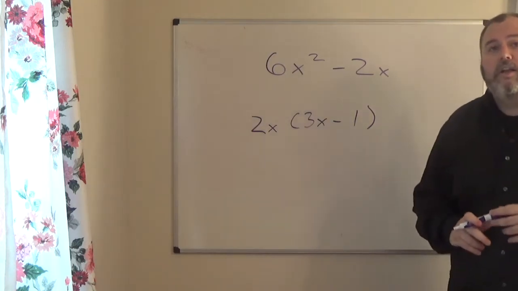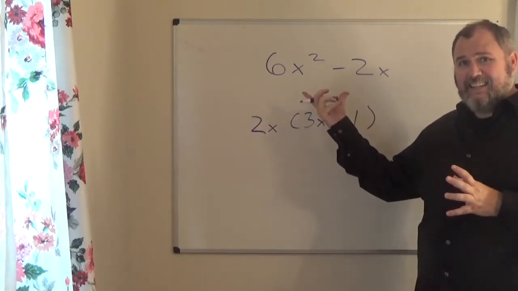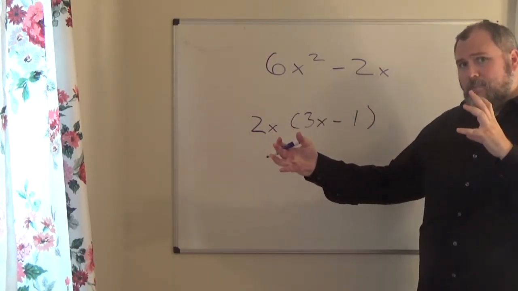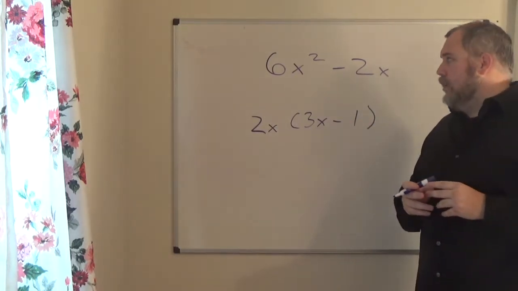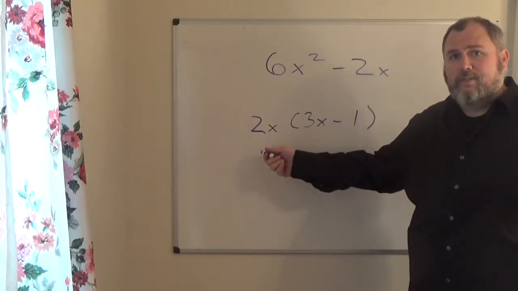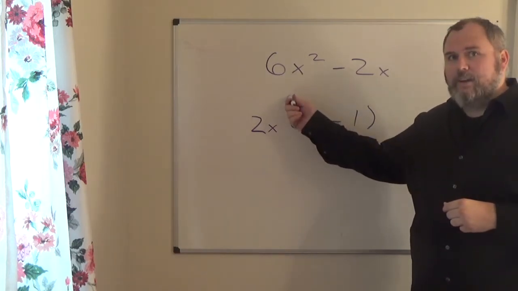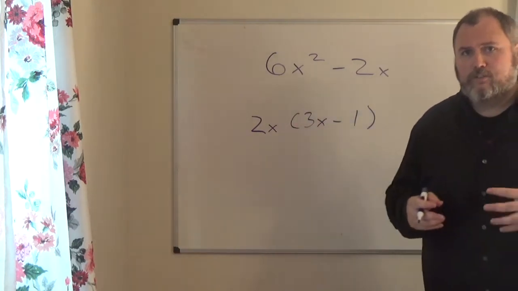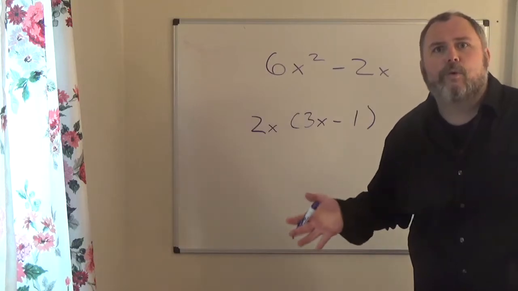Minus 1. So what I've done is I've taken this and I've broken it apart by finding the greatest common factor. So what was my greatest common factor again? In this case it was 2x. I factored it out. Now, how do we know this to be the case? Are we right? Are we good?